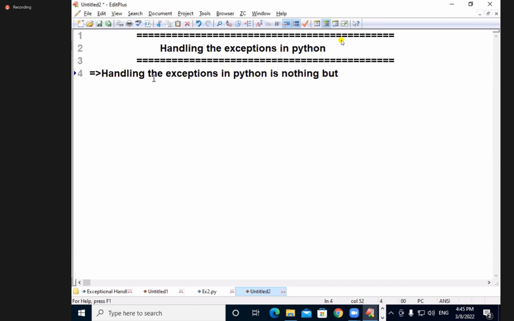Online students can answer compulsory. Handling the exceptions in Python is nothing but exception handling. Very good. Yes, display messages, Arun Kumar. Yes, Jahnavi, perfect. Converting to user-friendly error messages. See, everybody is doing that. Handling the exceptions is nothing but converting what messages? Technical error messages into, yes.